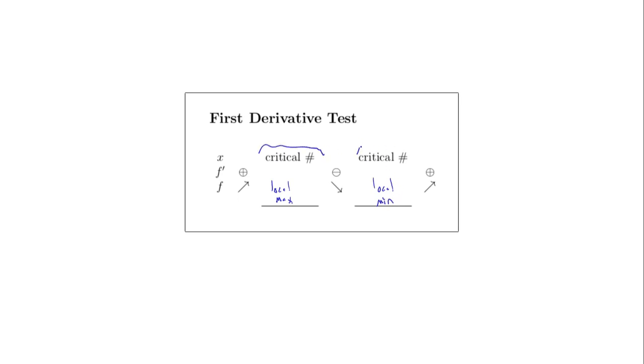Now, this is really important. This only happens at critical numbers or critical points. So a really classic case of this is if you had a vertical asymptote on a function. Oh boy, let me redraw that.